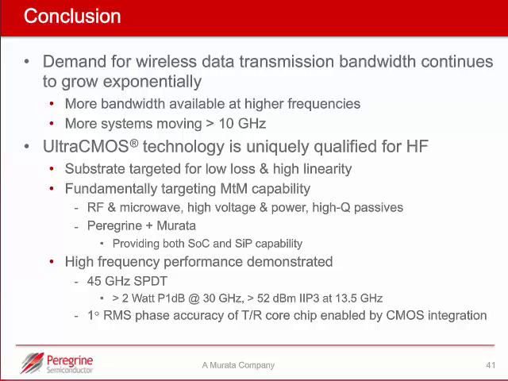And then some real demonstrators of performance, looking at the 45 gigahertz SPDT, where it's got 2 watt P1dB at 20 gigahertz, typo there, and 52 dBm IP3 at 13.5 gigahertz. And then 1 degree RMS phase accuracy of the TR core chip, and that's enabled by purely the CMOS integration, ability to throw more bits at the problem and get to the accuracy that's needed.